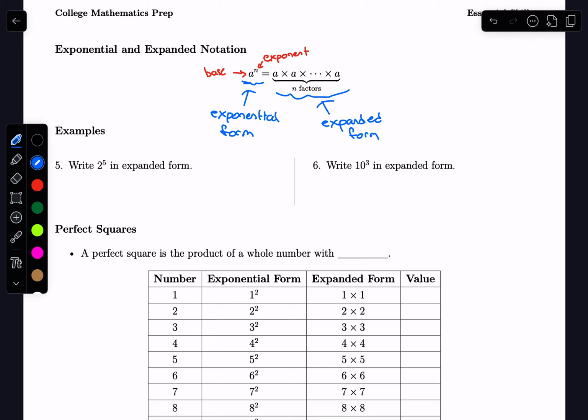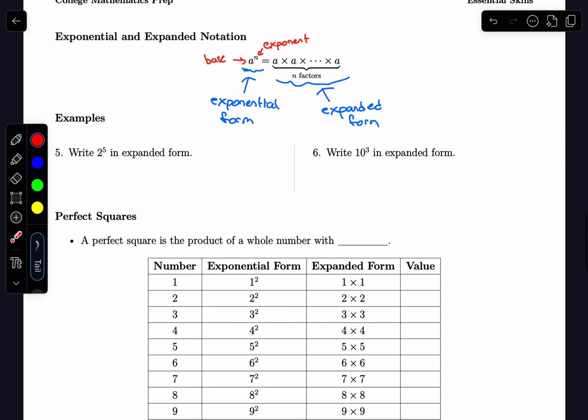And the way it works is however big your exponent is, you multiply a by itself that many times. So in this case, we have a to the power n. So we have a times a times a times a times a, where there are n a's. Makes a lot more sense when you see it with a real example.